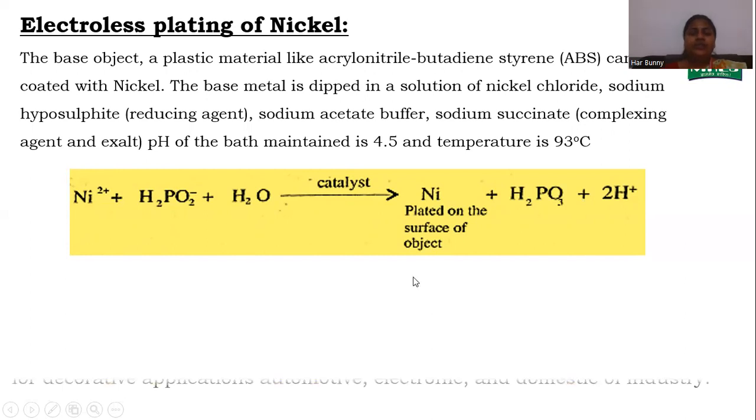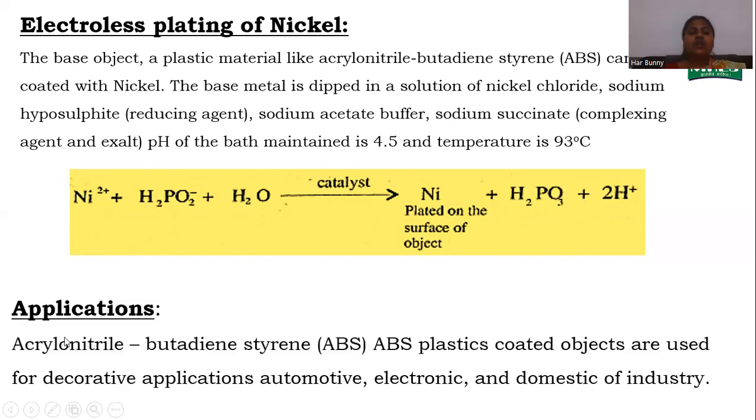Okay, so let us see the applications of electroless plating of nickel. Here the plastic objects are used for decorative items. Okay, so these electroless plated plastic materials, that is nothing but acrylonitrile butadiene styrene, are used for different decorative applications in automotives, in electronics, and also for domestic or industrial purposes. Okay, so these are the applications of electroless plating of nickel.